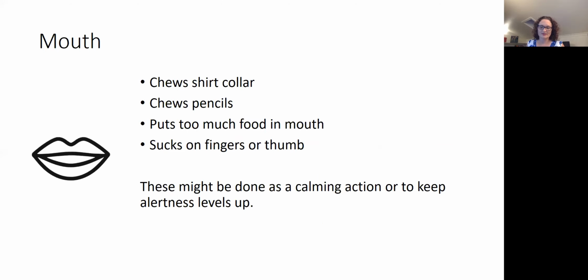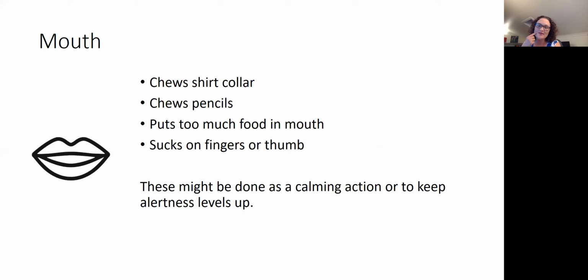So the last sense here is the mouth sense, and again, we've got kids who chew on their collar, they chew on their pencils. They might put too much food in their mouth at lunchtime. They may not notice that their mouth is full. So it's those kids who have too much sandwich, when they have the marshmallow look, and the food often falls out as well. They may not notice that either.